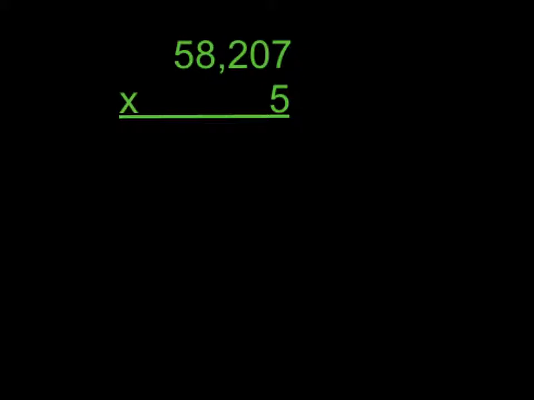5 times 5 10,000s is going to be 25 10,000s. So I'm going to put in 25. And my 5 needs to be in the 10,000s place. So 25 10,000s is actually going to be 250,000. My next one is then going to be 5 times 8,000.